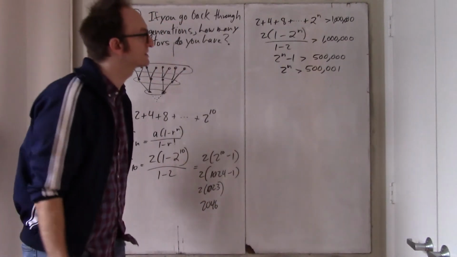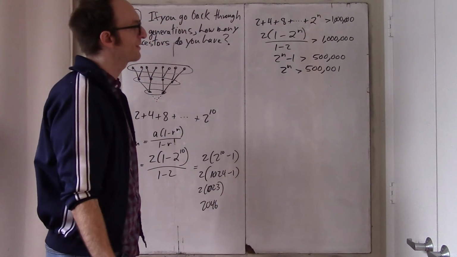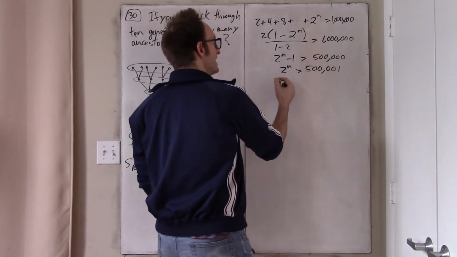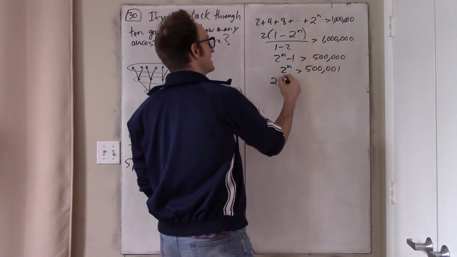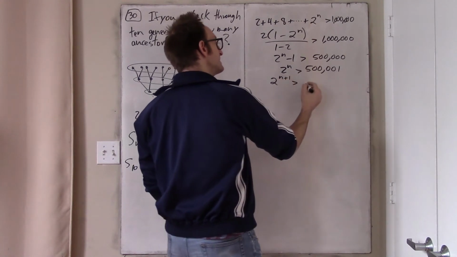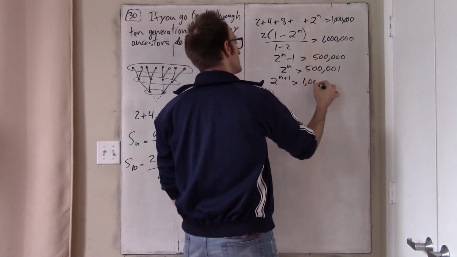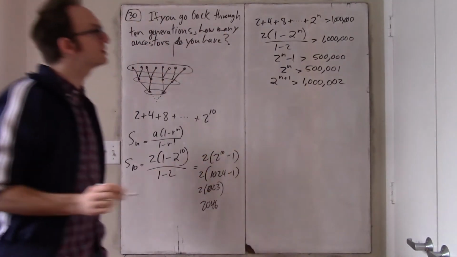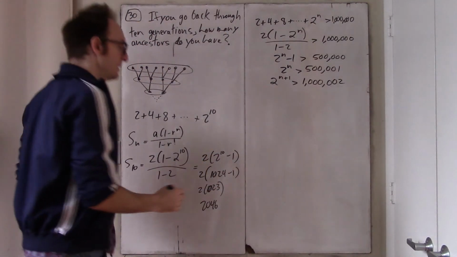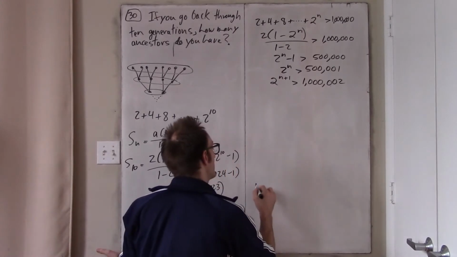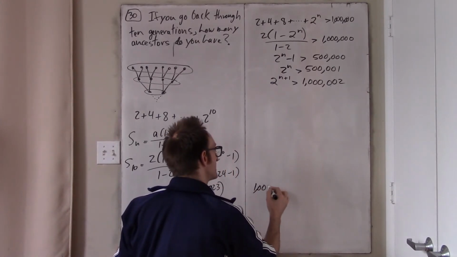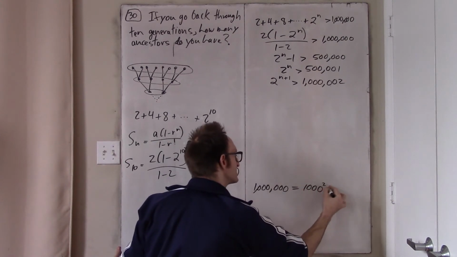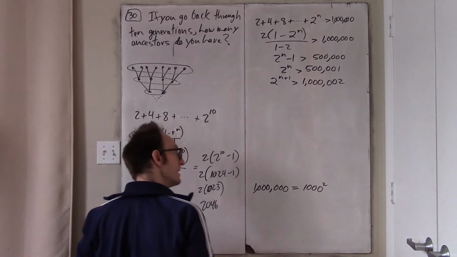But okay, if you want to be super smooth and know all the powers of 2, multiply both sides of this by 2. And so what we really want is 2 to the n plus 1. When is that bigger than 1,000,002? Why would I do such a thing? Because I happen to know that 1,000,000 is of course 1,000 squared.